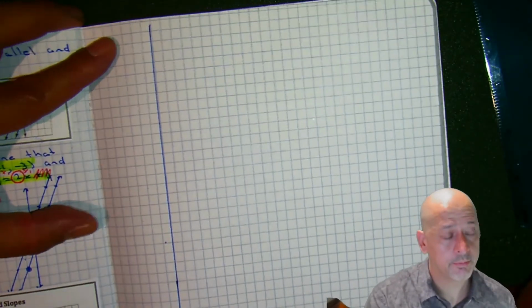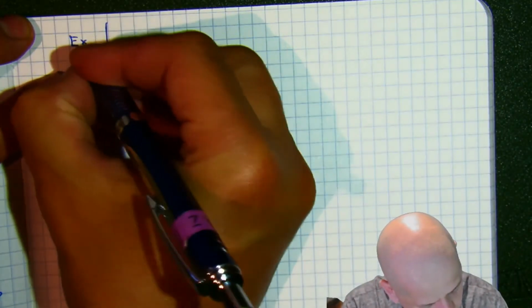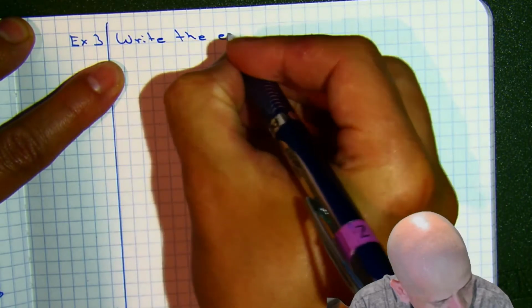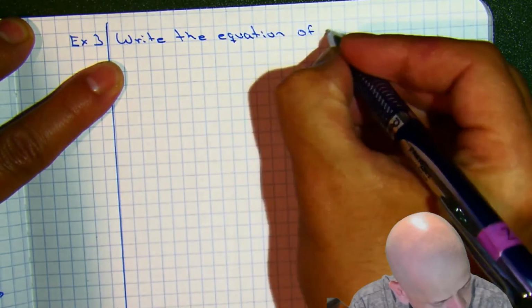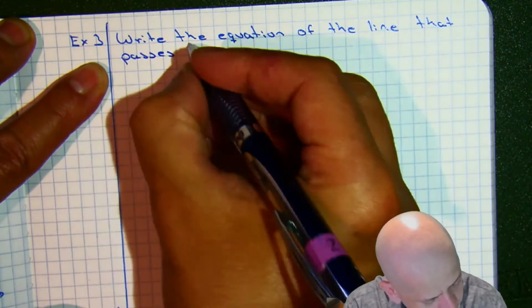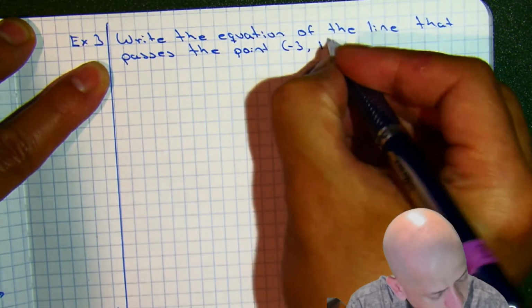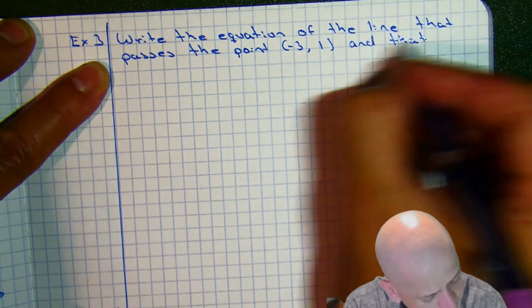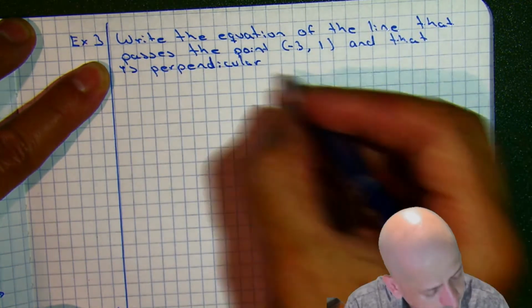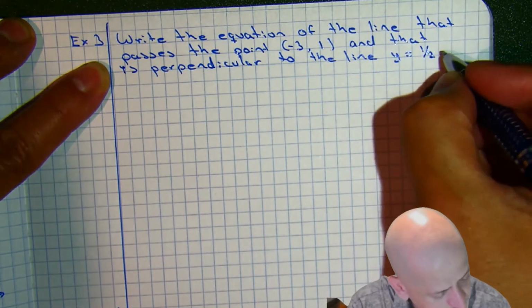And example number 3. Write the equation of the line that passes through the point 3, -1, -3, and 1, and that is perpendicular to the line y equals 1/2 x plus 3.